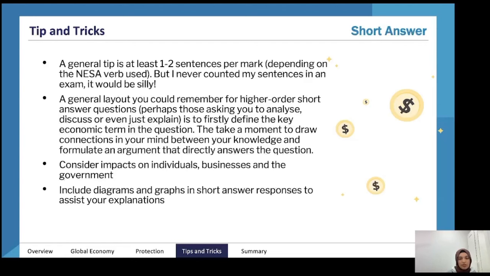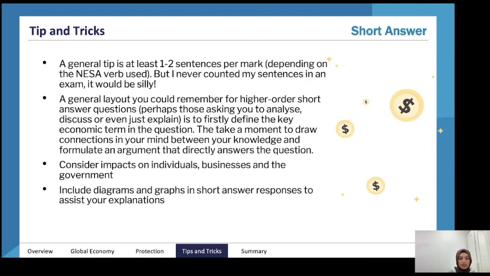Then take a moment to draw connections in your mind of what you know about that topic, and then formulate an argument that will directly help you answer the question. Always highlight the key terms and then go from there. Then you want to consider the impacts on individuals, businesses and the government, which are the 3 main stakeholders that are talked about in economics. So please do make sure that you understand that element and you include that, especially for the higher marked responses and where they're asking for that. It doesn't have to be for every question, but it's just something to note on the side.